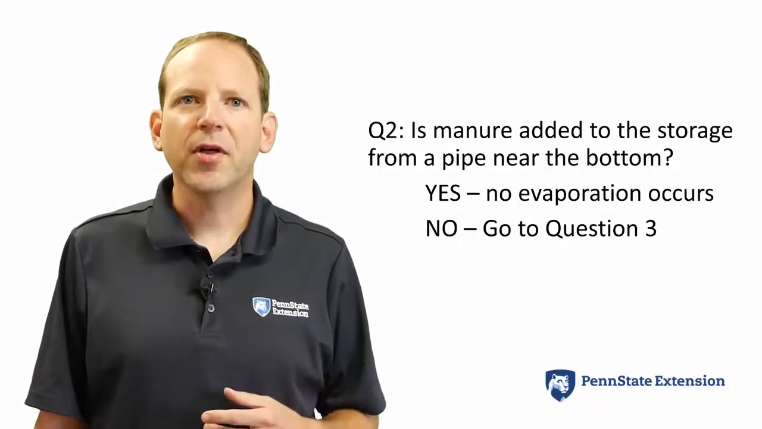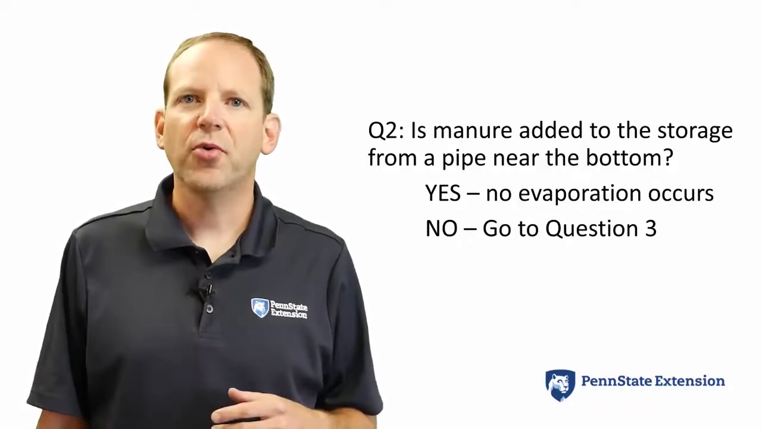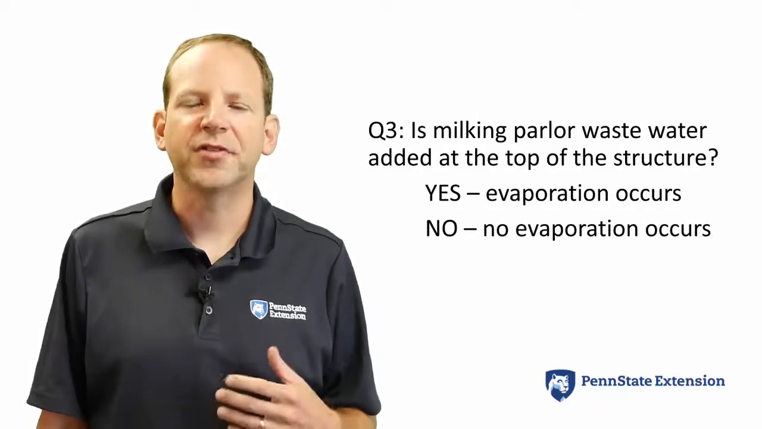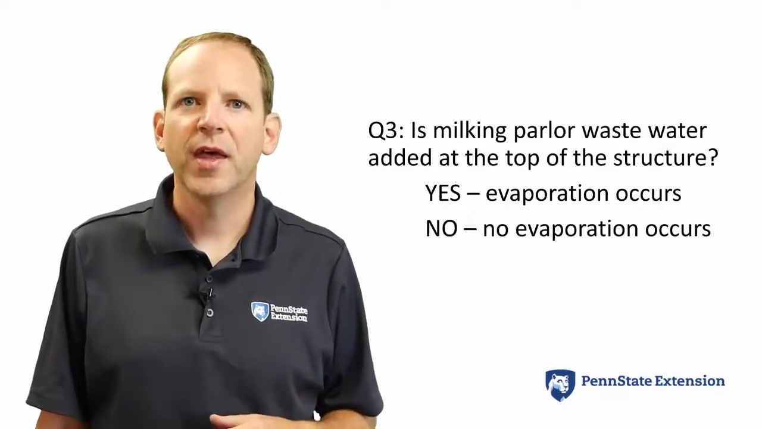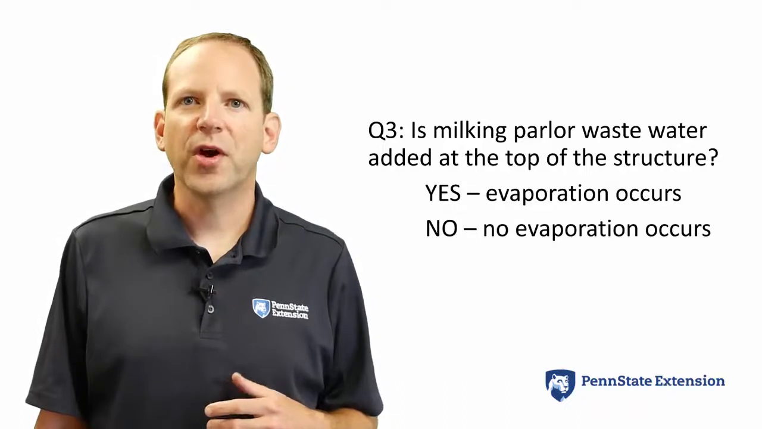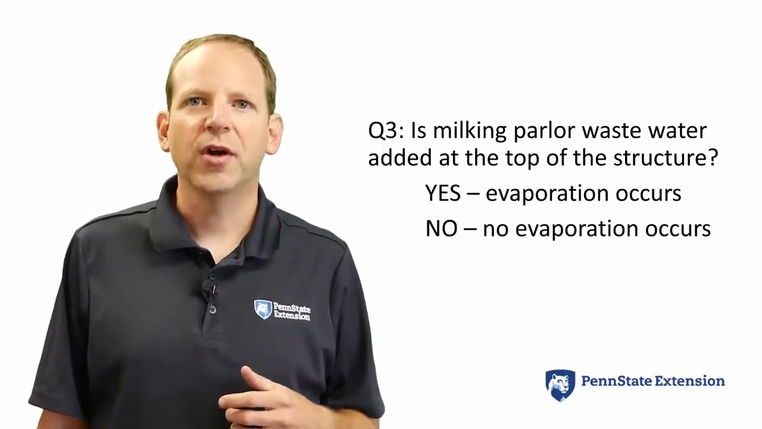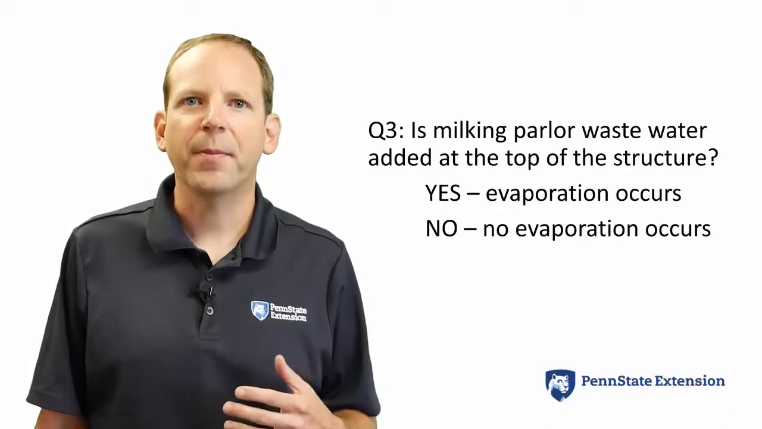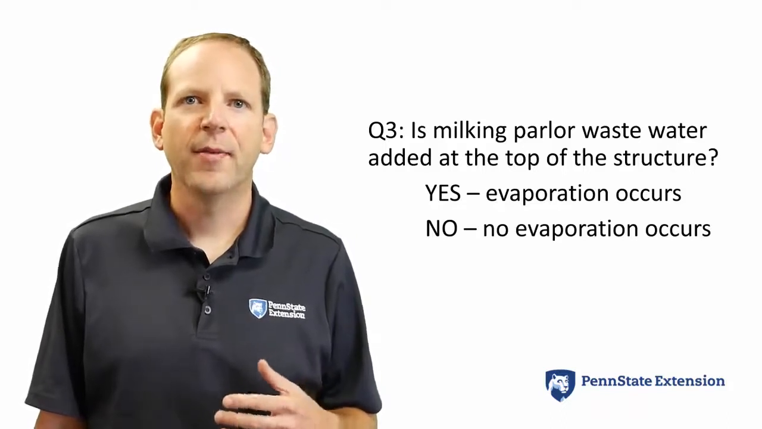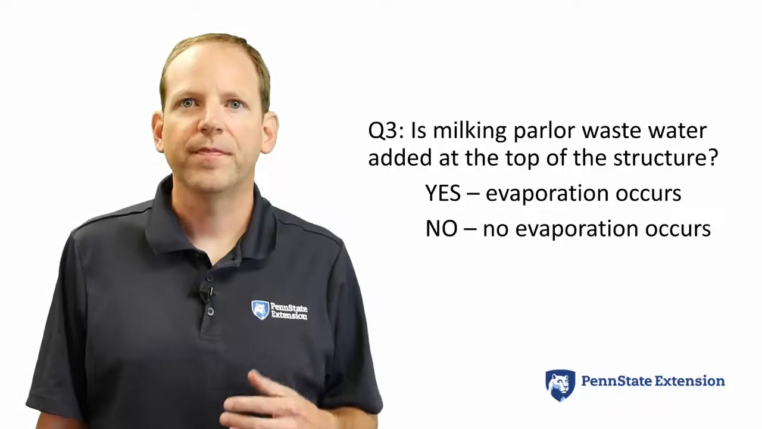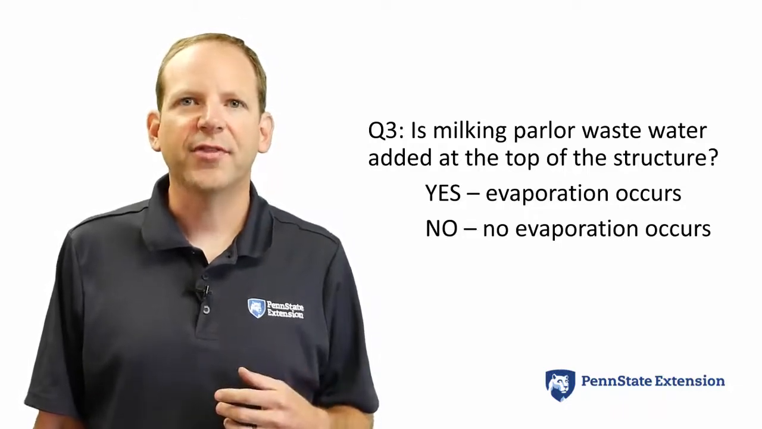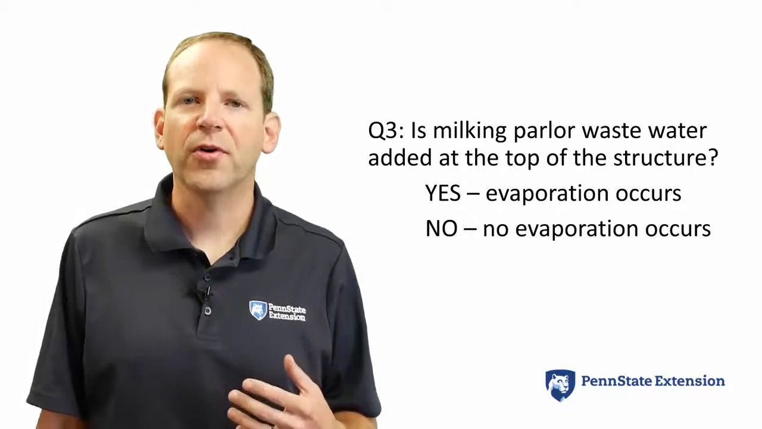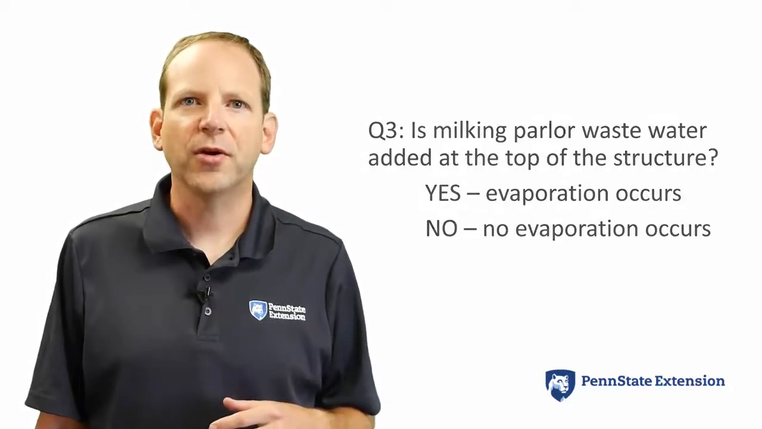If manure is top-loaded into the structure, then you need to go to question 3, which is whether milking parlor wastewater is added at the top of the manure storage structure. If milking parlor wastewater is added at the top of the structure, the additional water from this system will disperse the manure added at the top and prevent a crust from forming, meaning evaporation will occur. If no wastewater is added at the top of the structure, then top-loaded manure with fibrous bedding will form a crust and no evaporation will occur.